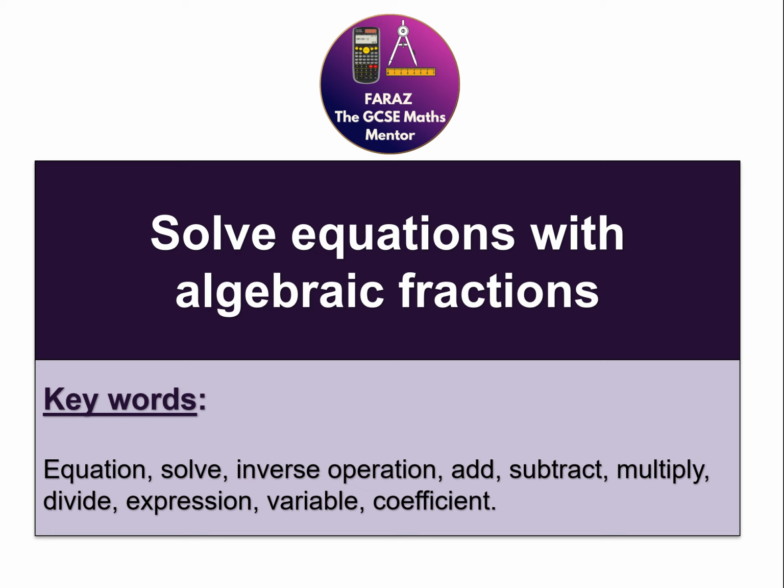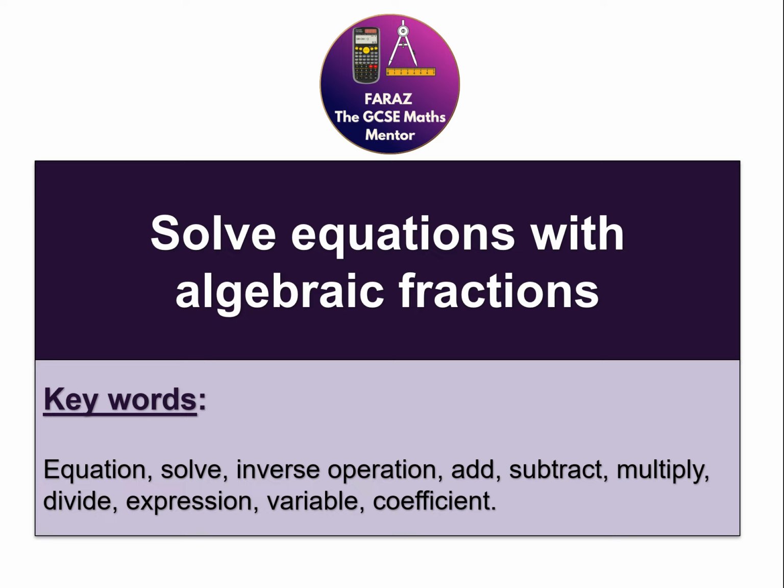First, let's quickly review some keywords you need to know. Equation: a math sentence with an equal sign. Variable: the letter that stands for a number, usually x. Coefficient: the number in front of a variable, like 5 in 5x. Expression: a chunk of maths without an equal sign. Inverse operation: the opposite operation, like dividing instead of multiplying. These words will pop up a lot in today's question.